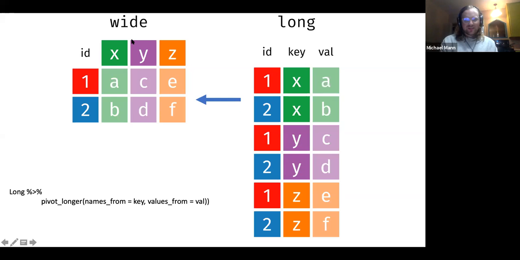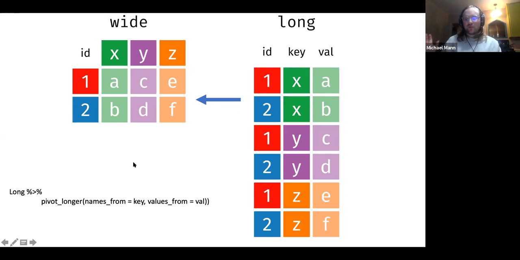If you wanted to go, say, the other direction, long to wide, you could take this data frame here, do pivot wider. So first you pipe in your long, right? Names from equals key. So we're going to take this, expand this out, and then all the values we're going to fill in with the values from. Sorry, this is wrong. It should say pivot wider. Apologies, I didn't copy that over right.